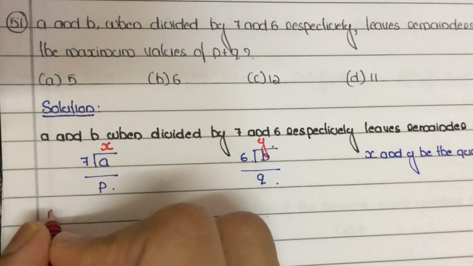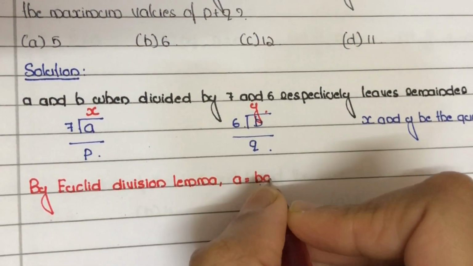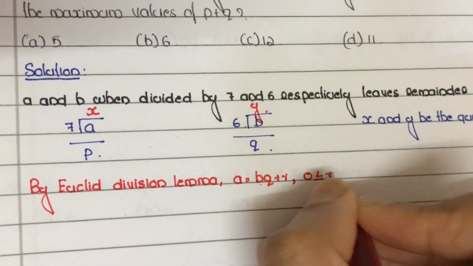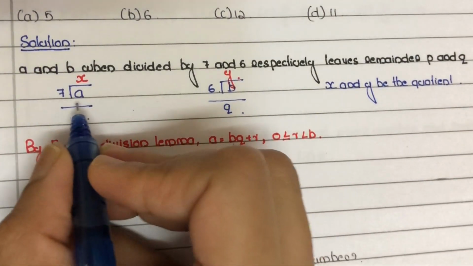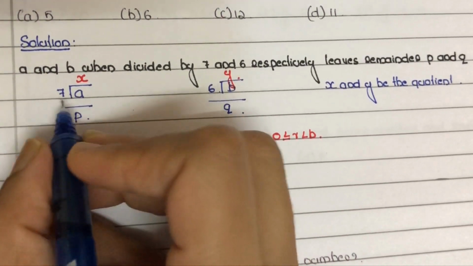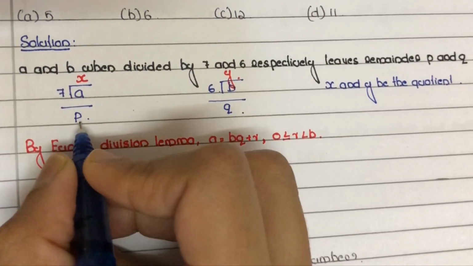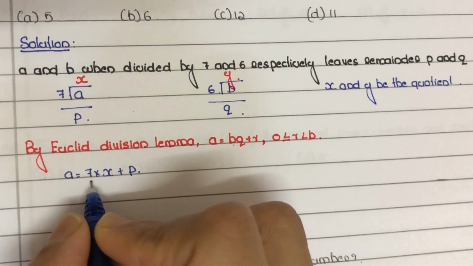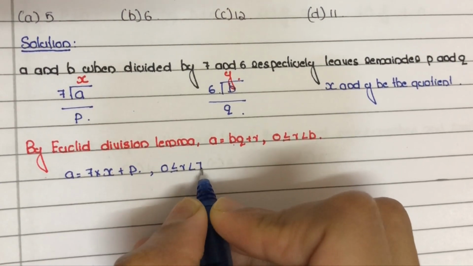Now, by Euclid's division lemma, we have A equal to BQ plus R, where 0 less than or equal to R less than B. Applying this to the first division, the dividend is A, so A equals 7 into x plus P, where the divisor is 7. So 0 less than or equal to R less than 7.